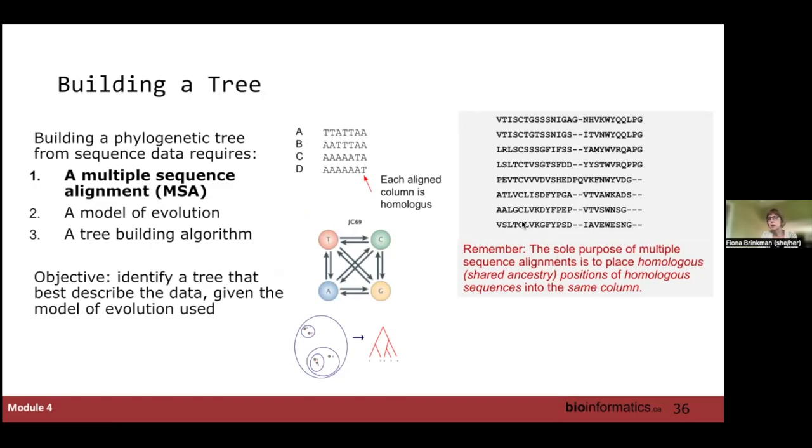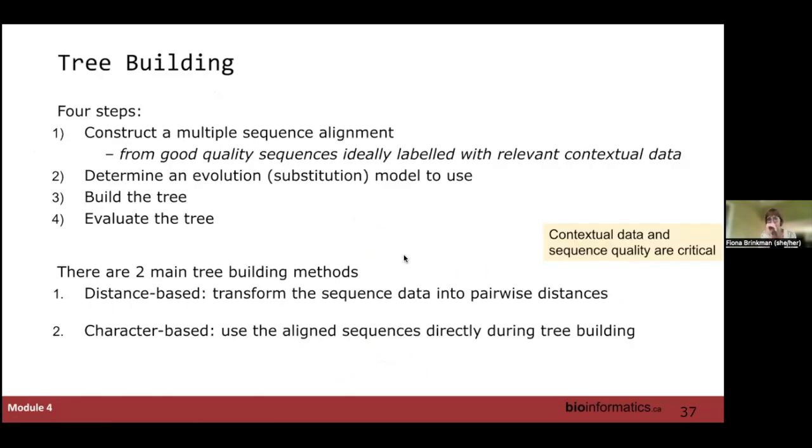If you've got a sequence that you stick in with your set of sequences that is not homologous, that just by chance has some sequence similarity, that is not assumed. These methods are not assuming that, and it's going to muck things up. You're going to get a really long branch if it's too divergent and that kind of thing. You're really trying to say that this is a homologous position, okay? And so what it's doing is looking at this multiple sequence alignment using a model of evolution and some sort of tree building algorithm. And I'll go through that in a second. But really the goal is to identify the tree that best describes the data given a certain model of evolution that's used.